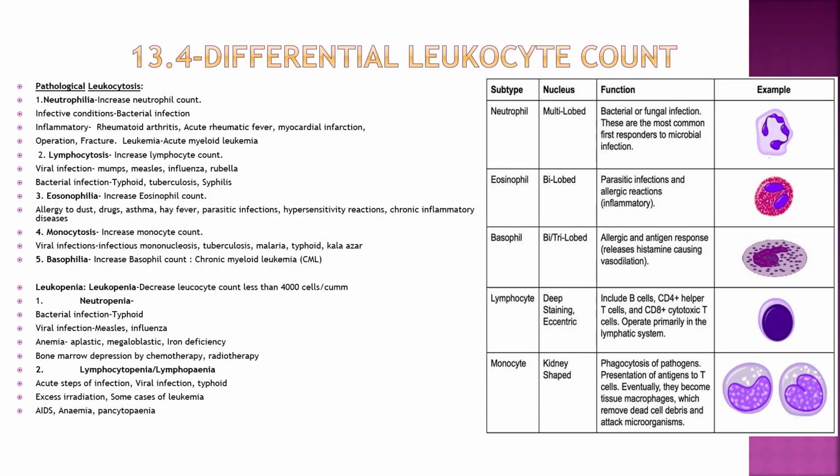When the WBC count is less than 4000 cells per cubic millimeter, it may be due to neutropenia, that is, decreased neutrophil count, and it is seen in bacterial infections like typhoid, viral infections like measles, influenza, in anemias like aplastic anemia, megaloblastic and iron deficiency anemia, or bone marrow depression because of chemotherapy, radiotherapy. Then lymphocytopenia because of viral infection or typhoid or excess radiotherapy or leukemia, AIDS, anemia, pancytopenia, you can see lymphopenia.